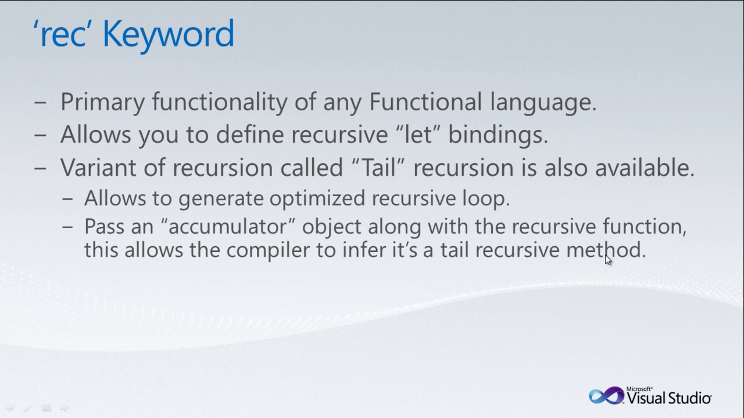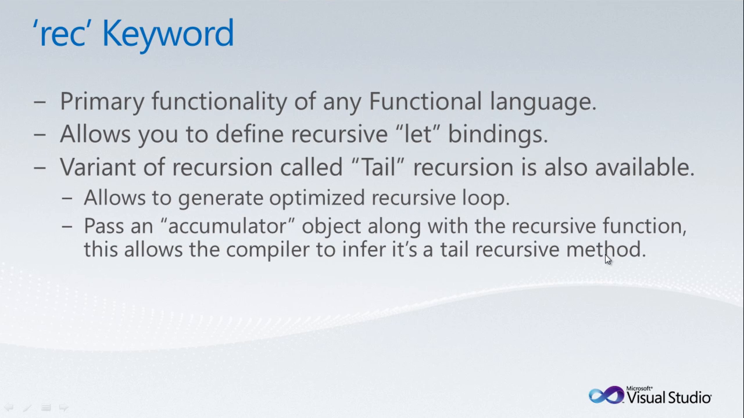Let's look at the recursion functionality in F Sharp. Recursion is a primary functionality of any functional language. F Sharp allows you to define recursive bindings using the rec keyword. There is also a variant of recursion called tail recursion, which allows you to generate an optimized recursive loop in the IL code. You still write a recursive function, but the generated output is different. I mentioned some more details on how the IL infers using ILSpy in my document.